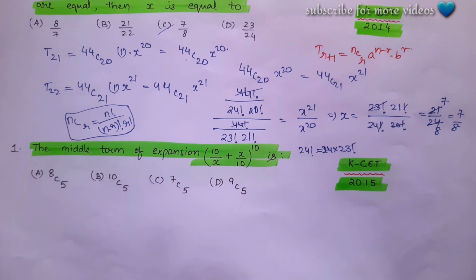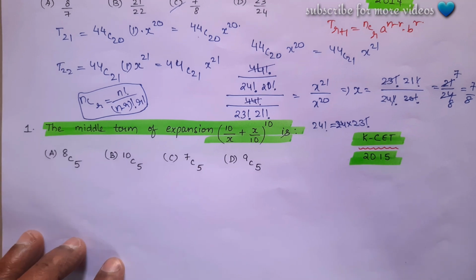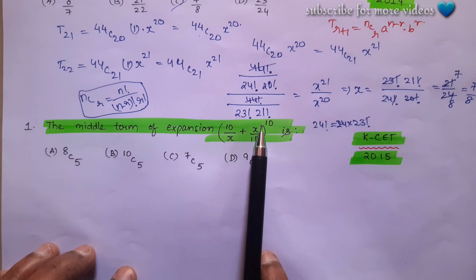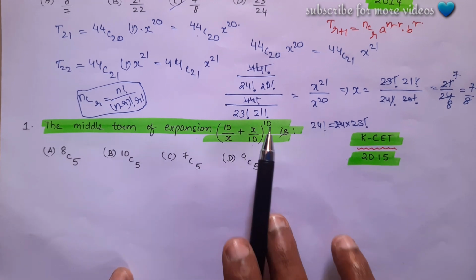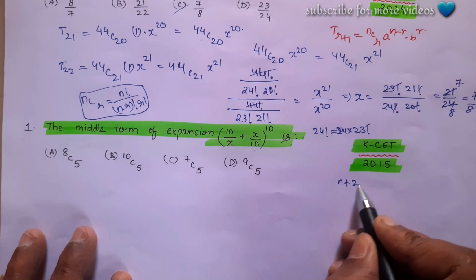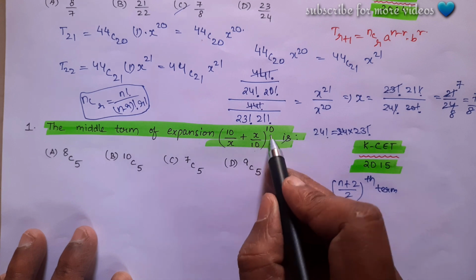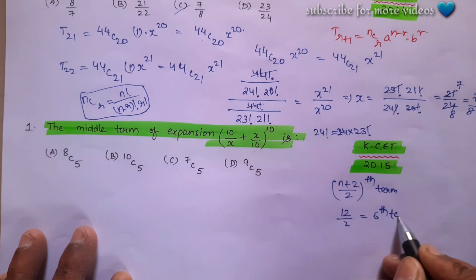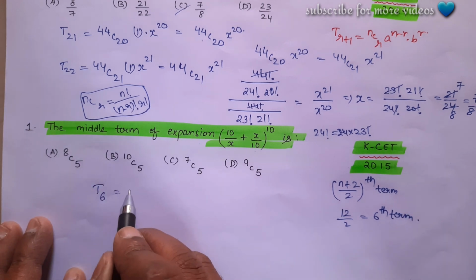Next we will go for question number 1 in KCET 2015, which belongs to binomial theorem. The question is, the middle term of the expansion (10 by x plus x by 10) whole power 10 has to be found. Middle term formula when n is even is the (n plus 2 by 2)th term, right? So as n value is 10, 10 plus 2 is 12, by 2, which is equal to the 6th term. Now we have to find t6.